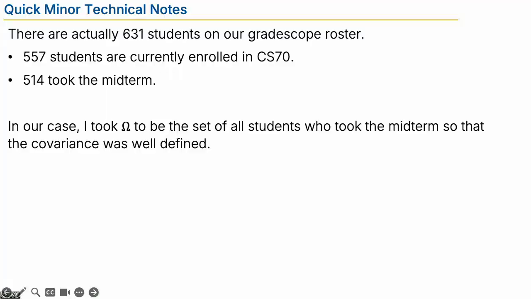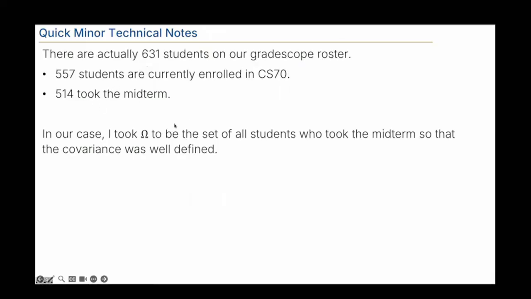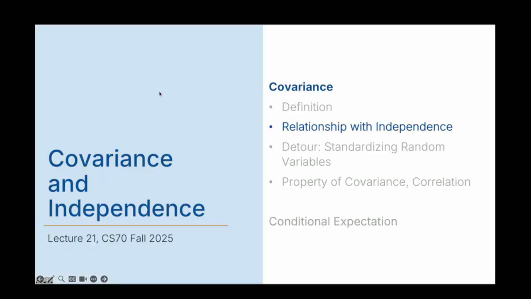But what I did is I made sure that I only looked at the people who took the midterm, because otherwise I might run into a situation where covariance wasn't well defined if there were some people who'd only done one thing or the other. So I just said midterm takers only. All right, so let's talk about independence and covariance.